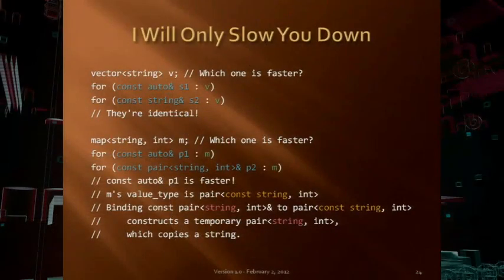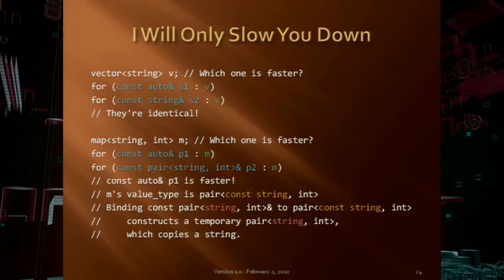Why is const auto ref faster? Well, I thought I was being explicit about the pair's type. I got it wrong. The map's value type is pair of const string, int. The key is const because you can't be allowed to modify the key, which controls the representation of the data structure.